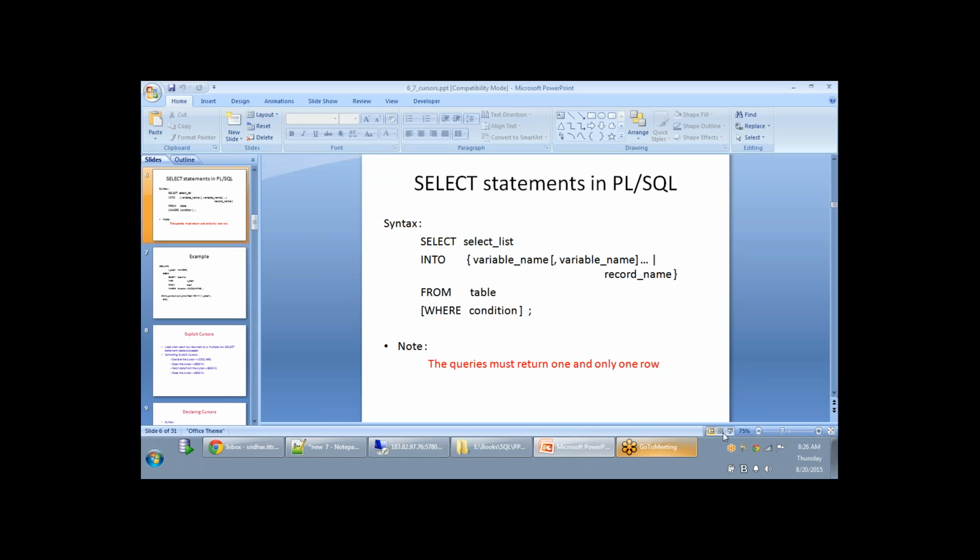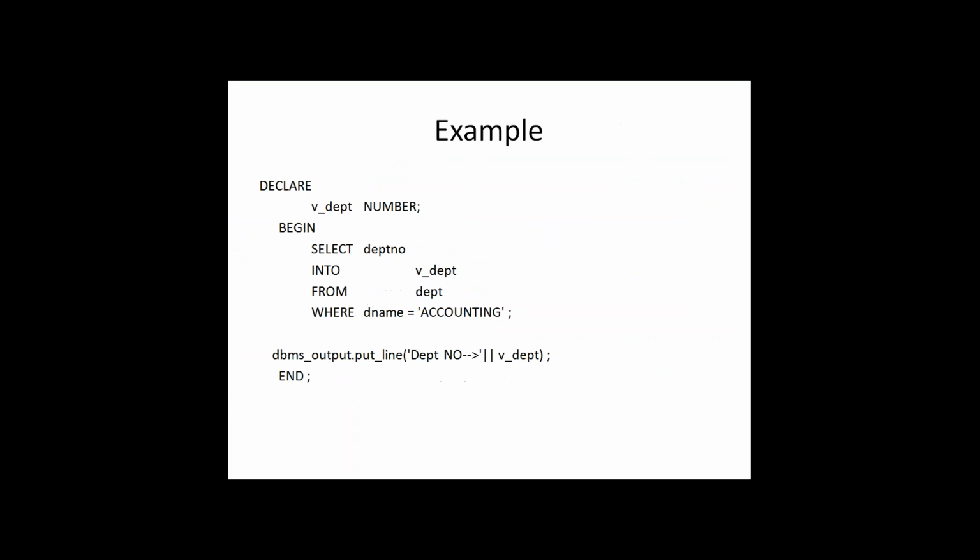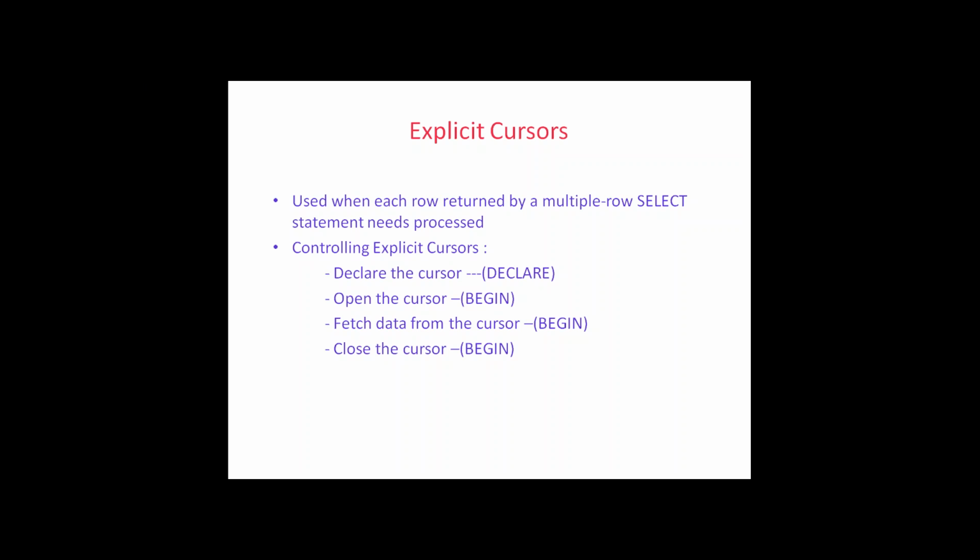So let's see the syntax of the explicit cursor. Considering the explicit cursor, the syntax says we have to declare a cursor variable in the declare section. We have to perform the open operation, then the fetch operation, then the close operation. The declaration of the cursor is done in the declare section, and the remaining operations are done in the begin section.